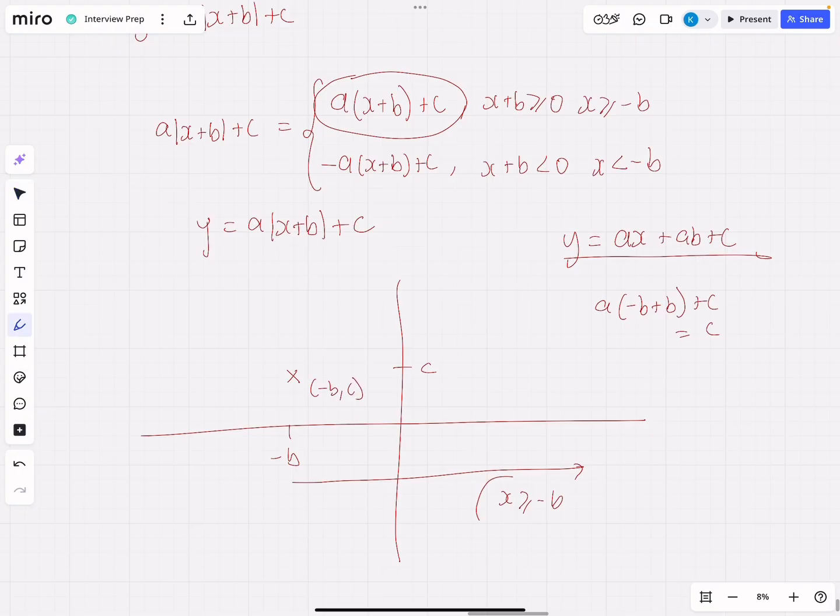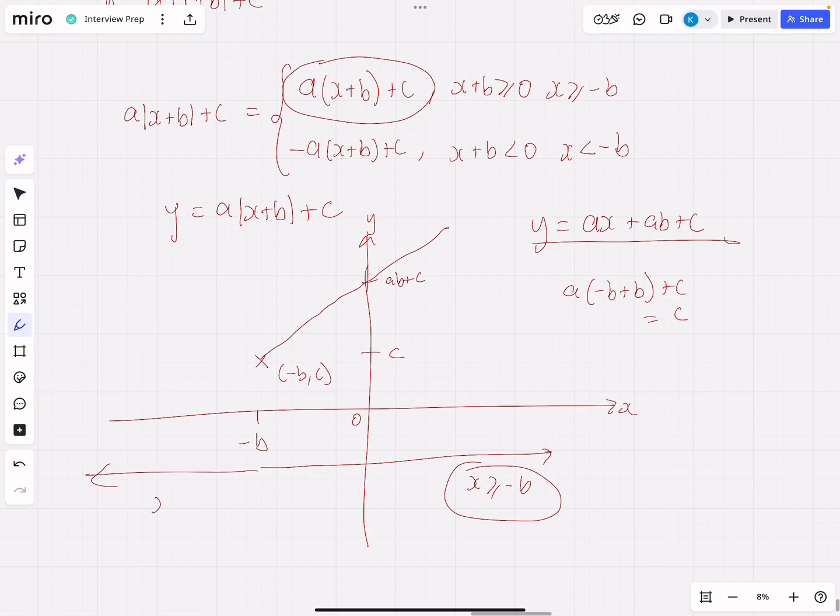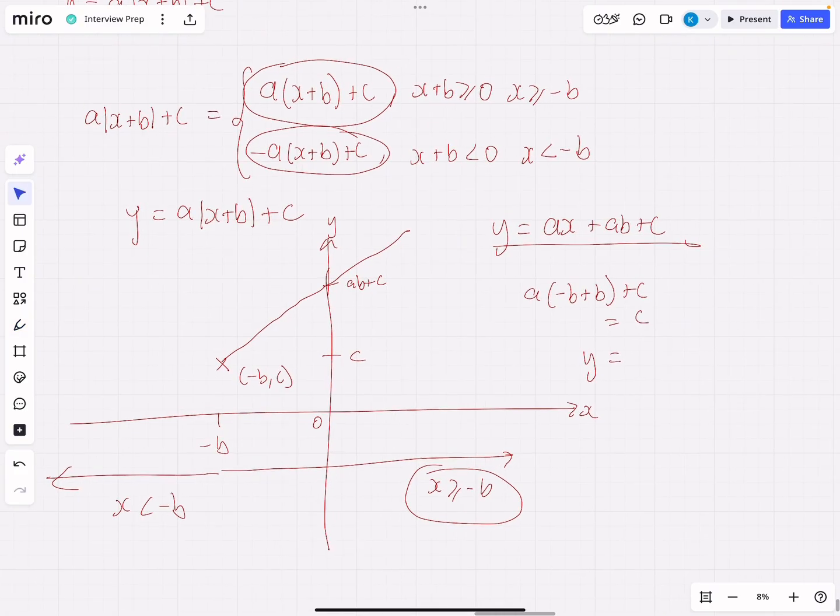But for x greater than or equal to minus b, we graph y equals ax plus ab plus c. So this is going to be ab plus c. It's going to be our y-axis here. And then when x is less than minus b, we graph this function here. So we graph y equals, and here a, b, and c are positive, minus ax minus ab plus c. And if we were to extend this, down here would be minus ab plus c, but obviously we only want this part because we're taking the modulus.